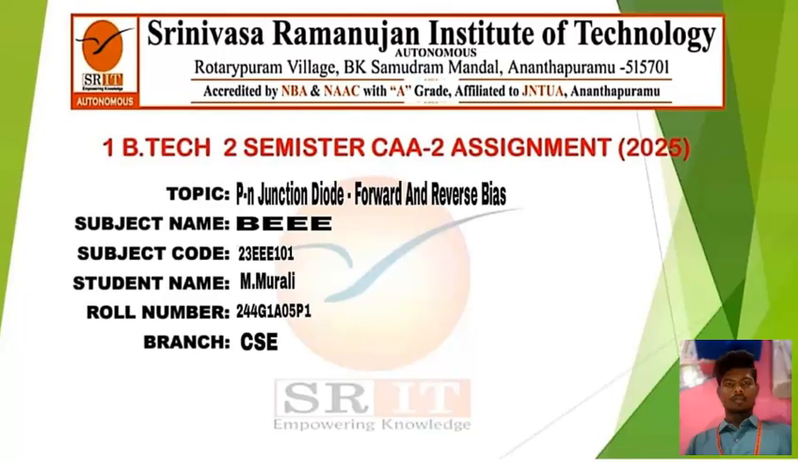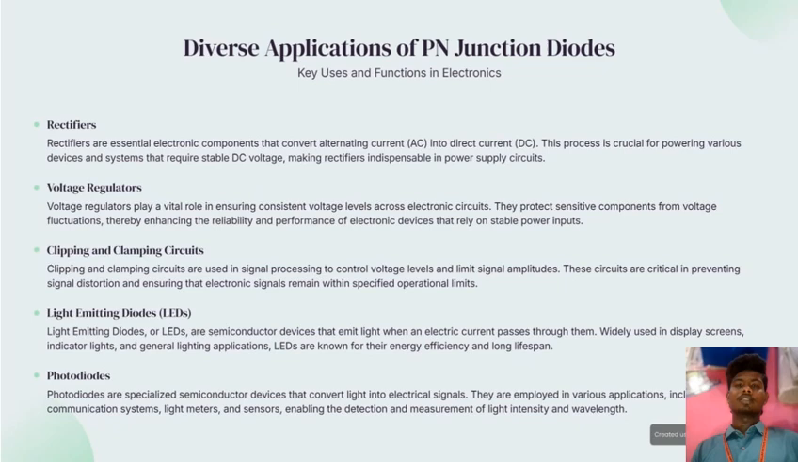Diverse applications of PN junction diodes. Key uses and functions in electronics. Rectifiers. Rectifiers are essential electronic components that convert alternating current AC into direct current DC. This process is crucial for powering various devices and systems that require stable DC voltage, making rectifiers indispensable in power supply circuits.